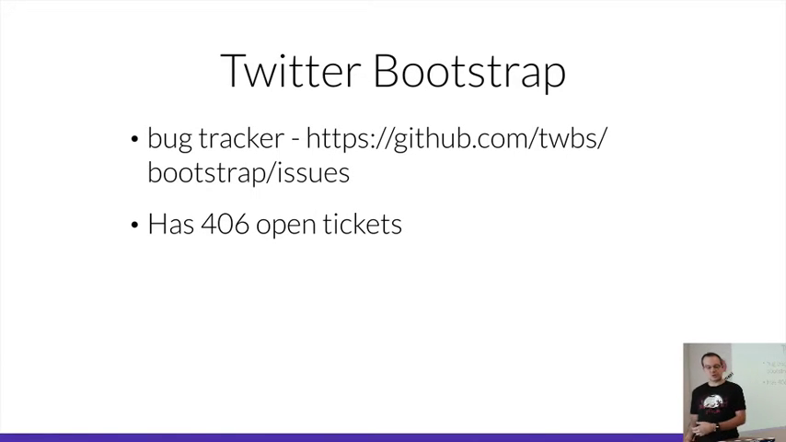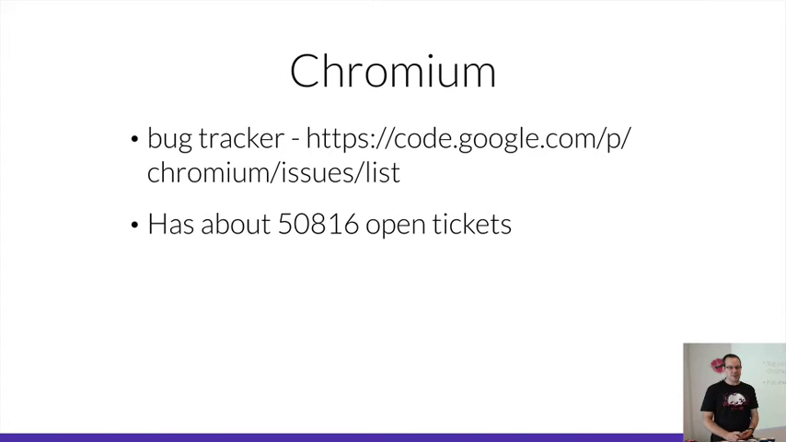Then you have something like Twitter Bootstrap. Again, their bug tracker is on GitHub, and they have 406 open issues. They are currently going through an alpha for version 4, so they have a lot of issues in that alpha that they're trying to get fixed. So if you can contribute, that's a great idea. And then we have something big like Chromium. The bug tracker is hosted on Google Code, and that has 50,816 open tickets. That's still 10,000 better than last time I looked, about 2 years ago, which was about 60,000. So they could seriously use some help.